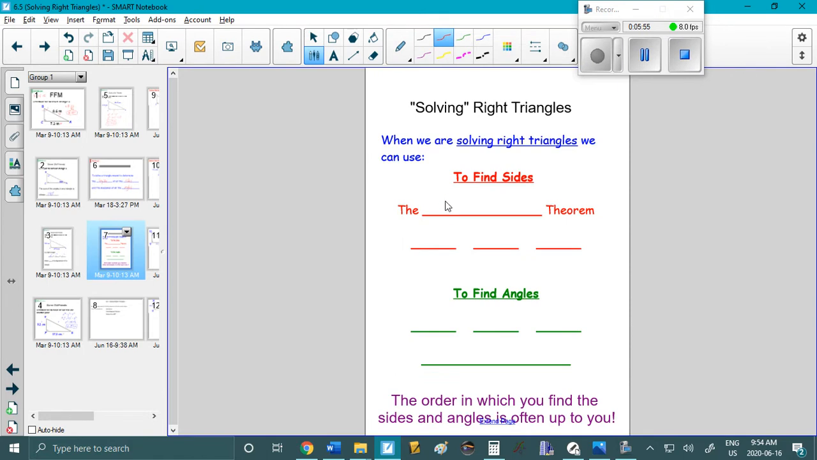Okay, so here are the tools that we have. To find sides, we have the Pythagorean Theorem, and we have sine, cos, and tan. And to find angles from yesterday, we have inverse sine, inverse cos, inverse tan, and add to 180. So these are the tools that you have. Pythagorean Theorem and add to 180 you knew already from elementary school or grade 9. And sine, cos, and tan, and inverse sine, cos, and tan you learned over the last couple of days. And again, the order you do it is up to you.